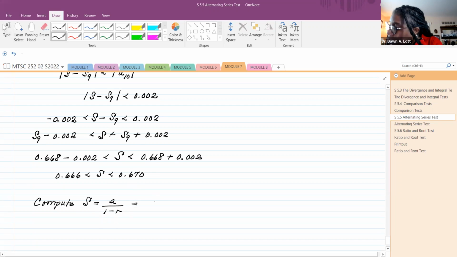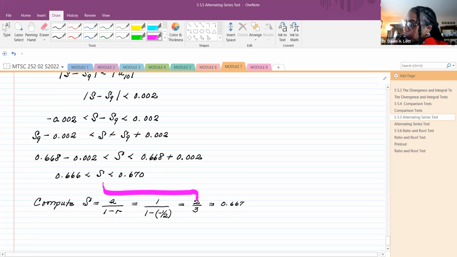So the true value of the series is 1 over 1 minus negative 1/2, and that comes out to be 2/3. Remember, 2/3 is roughly 0.667. All right, so 2/3 fits right in the middle. So that's a really good estimate for the sum of the series.